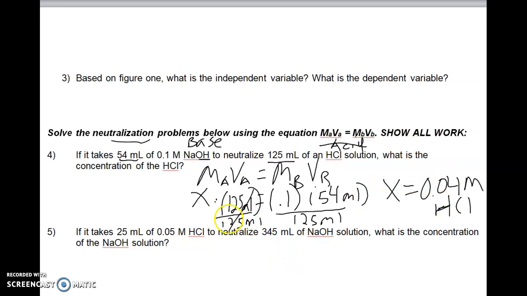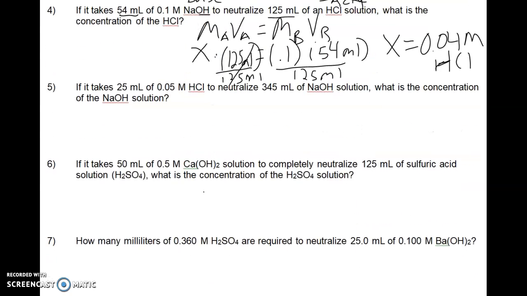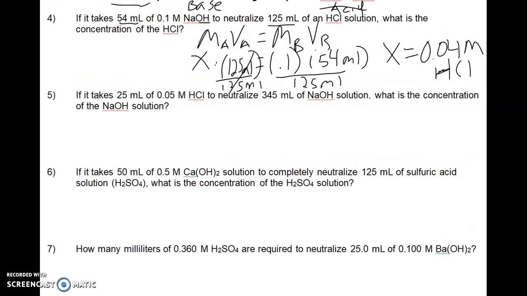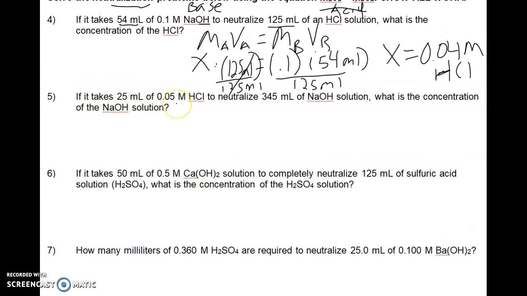So, yeah, you just use the equation. Okay, let's try another one. So, for number 5, it says, if it takes 25 milliliters of 0.05 molar HCl to neutralize 345 milliliters of sodium hydroxide, what is the concentration of the sodium hydroxide solution? So I started this problem by just writing my equation again. We know that this is a titration because you're adding acid to the base, and we don't know the concentration of the base. So that's when we use the titration equation.